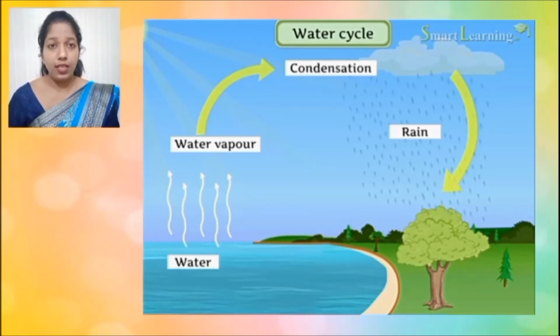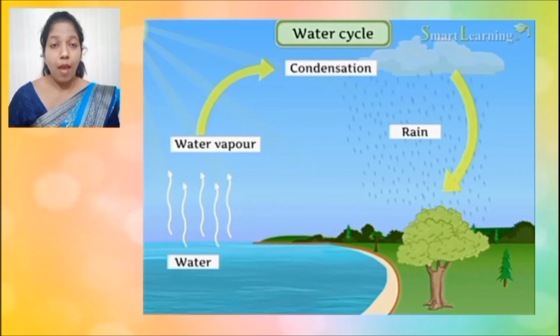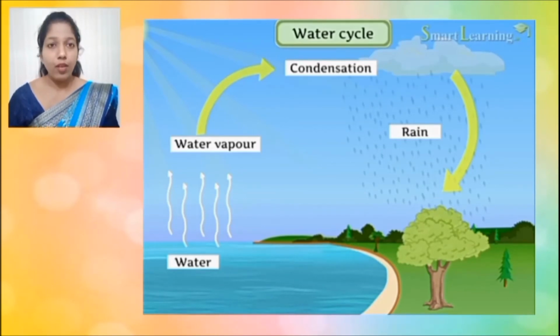We have seen that when we heat water, we see smoke above the vessel. As you can see in this picture, this smoke is called water vapor. Similarly it happens in nature. When sunlight falls on the surfaces of water, water vapor comes out from all the water resources like oceans, seas, rivers, puddles, etc. Even plants give out water vapor because water is also present in the plants.